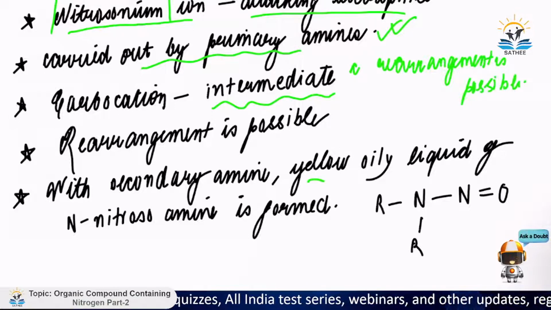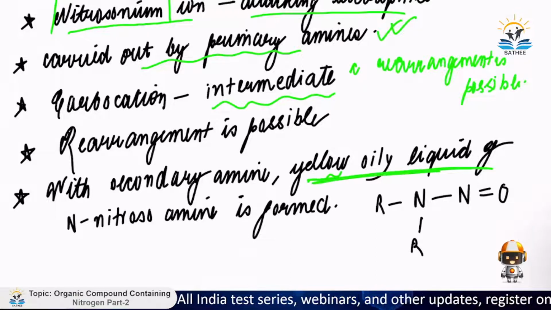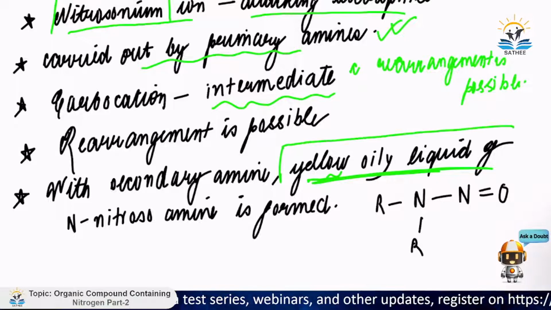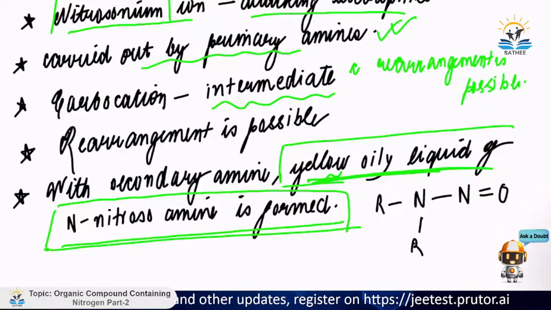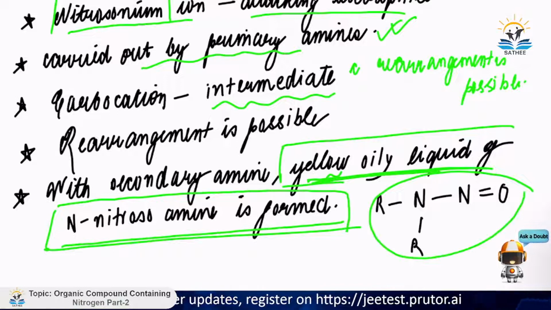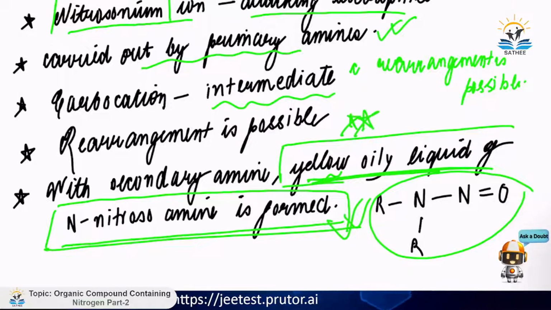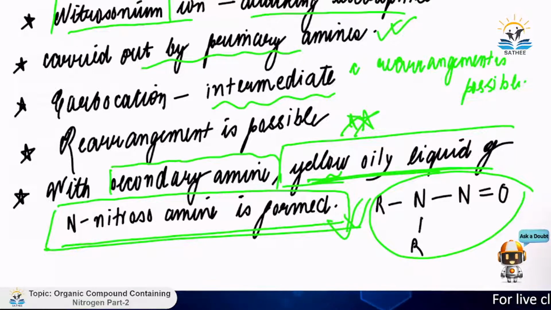Also, this is very important to remember: with primary amine, a diazonium salt is formed, but with secondary amine, a yellow oily liquid of N-nitrosamine is formed. So what is formed in the case of secondary amines is a yellow oily liquid of N-nitrosamine. This is a very important point that we need to remember. Primary amines, everyone knows. So if they ask what will happen in the case of secondary amine, a yellow oily liquid of N-nitrosamine is formed.